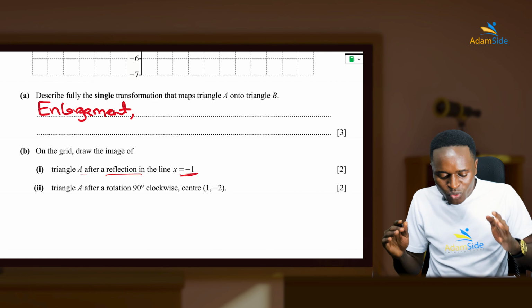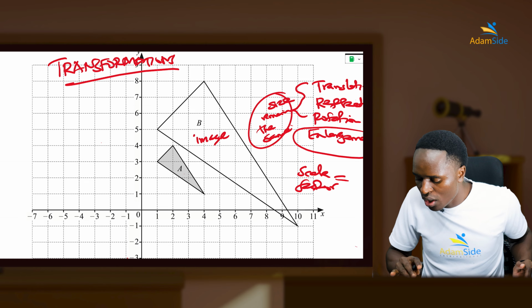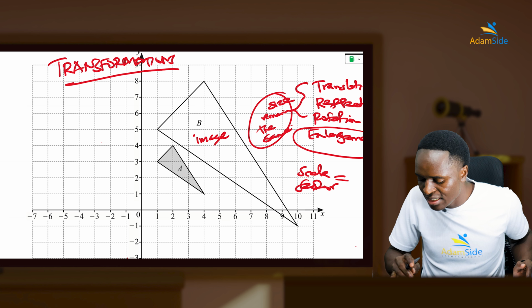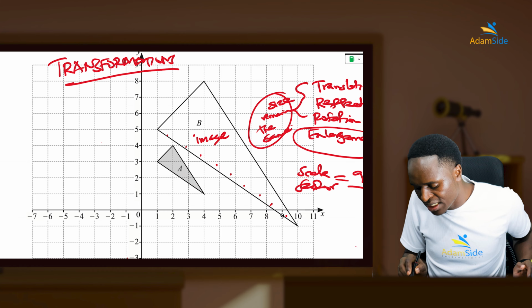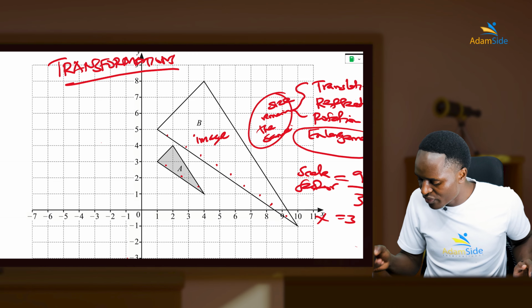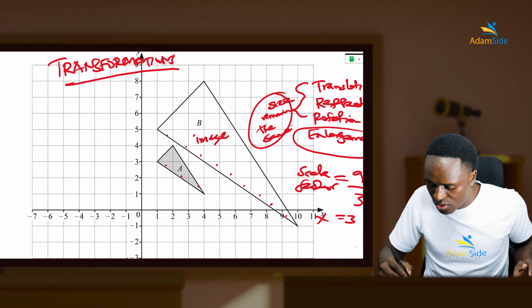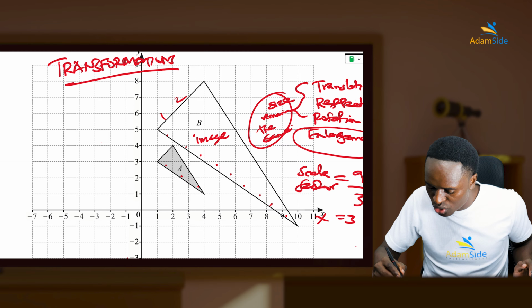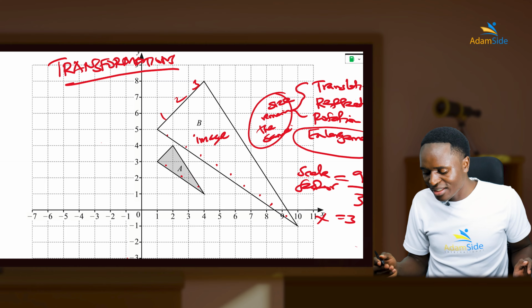To explain the transformation, to get the scale factor, we take the image length divided by the object length. The image length, you can see it's 9. Just count 1, 2, 3, 4, 5, 6, 7, 8, 9. The object length is 1, 2, 3. Divide by 3, you get 3. So 9 divided by 3 is 3 times. If this is 3, that's 3 times 3, you get 9. If this is 1, we see here 1, 2, 3. So 1 times 3, you get 3. Everything has been multiplied by 3.